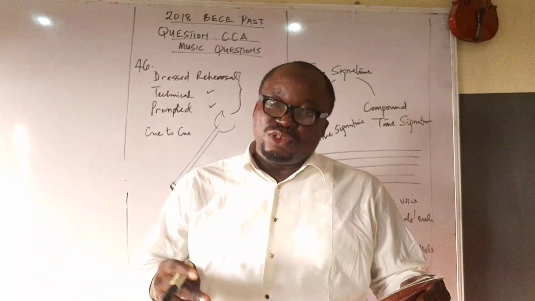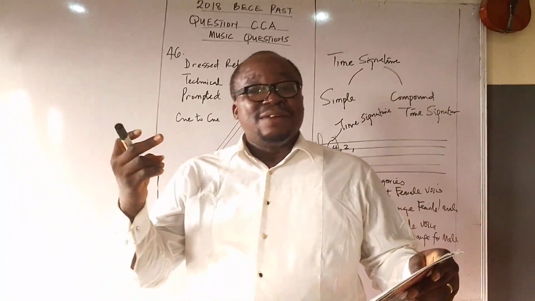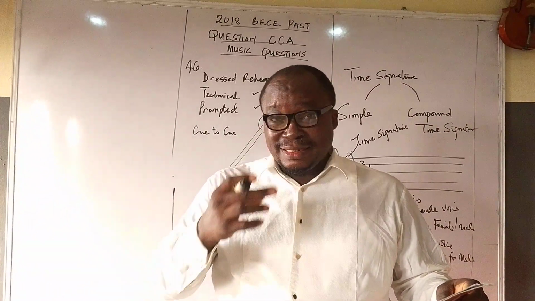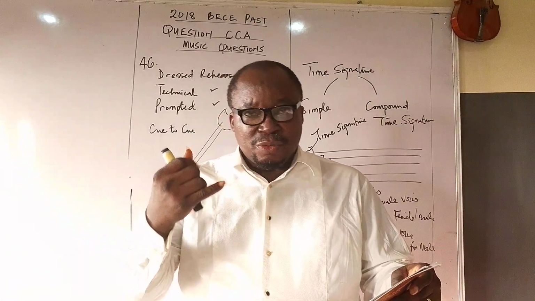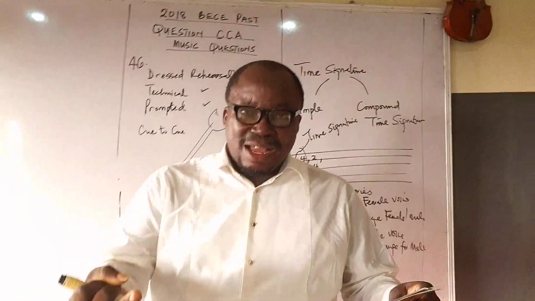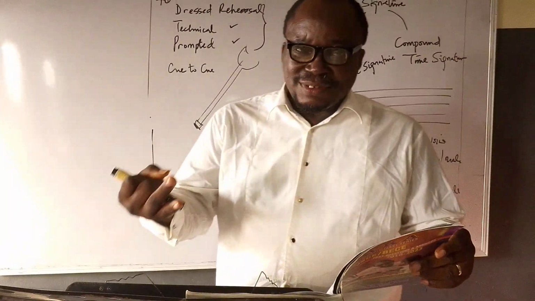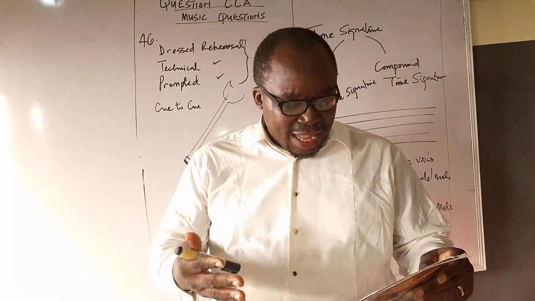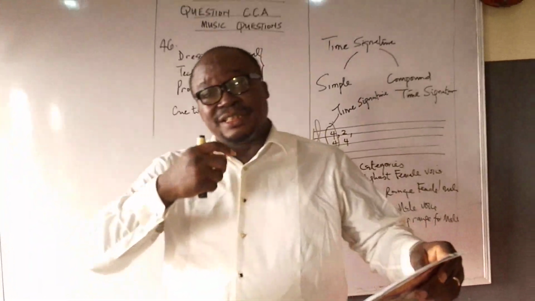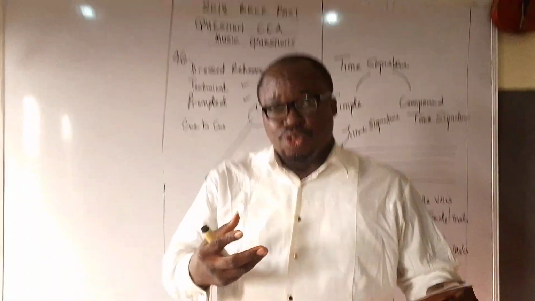We have the strings, those ones are violin, guitar. We have the woodwind, those ones use reeds, a wood-like substance. So we have oboe in that family. We have clarinet, we have saxophone. We have the recorder in that family. Then we have the brass. The brass are those that use a metallic mouthpiece to make sound.